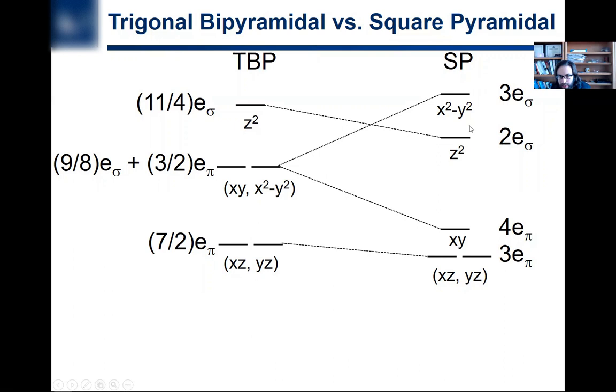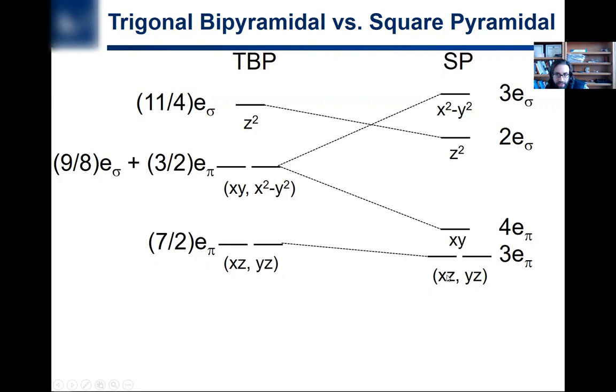Now, if you look at the square pyramidal side of things, it's a little bit more complicated, but not bad. At the top, we have dx squared minus y squared, 3 e sigma. Highest e sigma goes at the top. Then dz squared, 2 e sigma, one full e sigma lower, so it's going to be lower. Then you have the xy having an energy of 4 e pi, and the xz and yz being degenerate with 3 e pi. These don't have any e sigma, so they're definitely going to be lower.